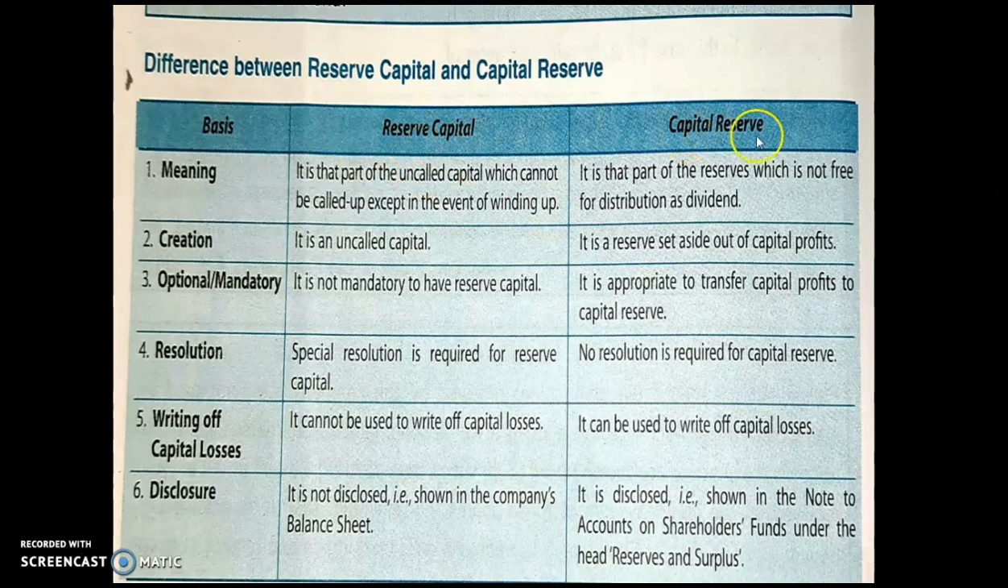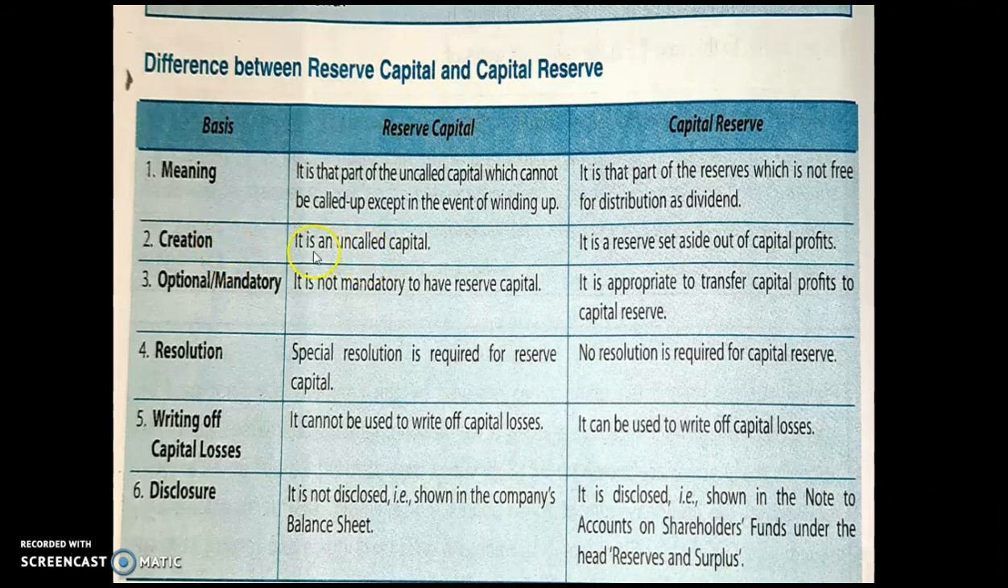And what is capital reserve? It is that part of the reserve which is not free for distribution as dividend. You know very well what a reserve is: some part of the amount which is set aside for future use of the business. So capital reserve is such a reserve which is not free for distribution as dividend. This amount will not be distributed as dividend to the shareholders. That is the difference between reserve capital and capital reserve. This is one of the important questions from this chapter's point of view.